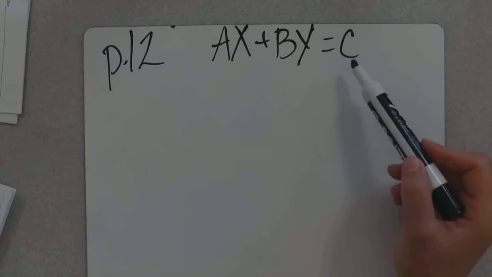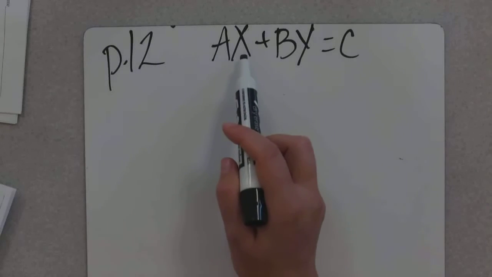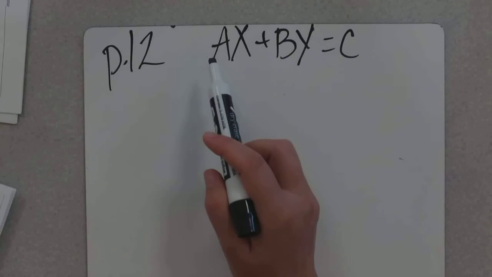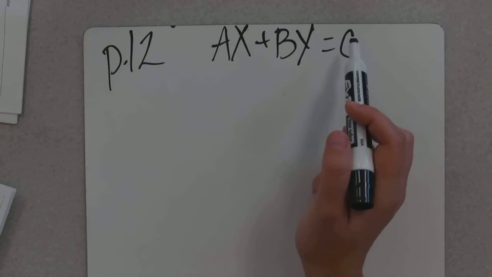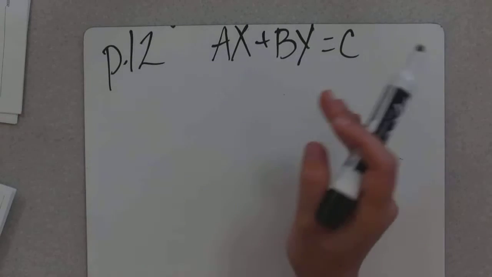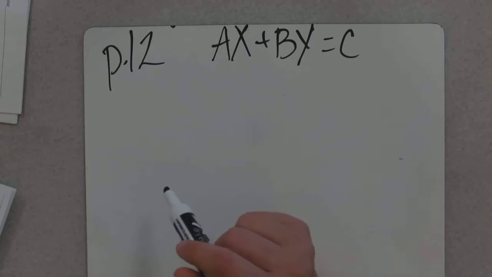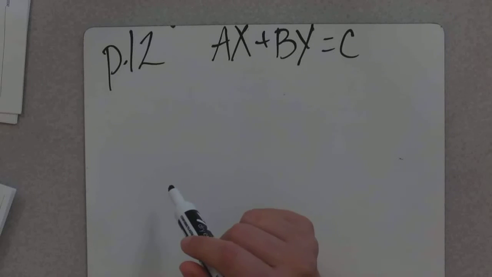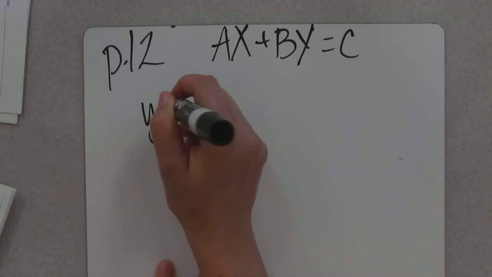So this is standard form, ax plus by equals c. Now, a few rules or stipulations about this form. A, the number in front of x, has to be positive, and it can't be a fraction. B and C are allowed to be negative, but they also can't be a fraction. So when you're writing your answers in standard form, you should have no fractions, and A is not allowed to be negative.